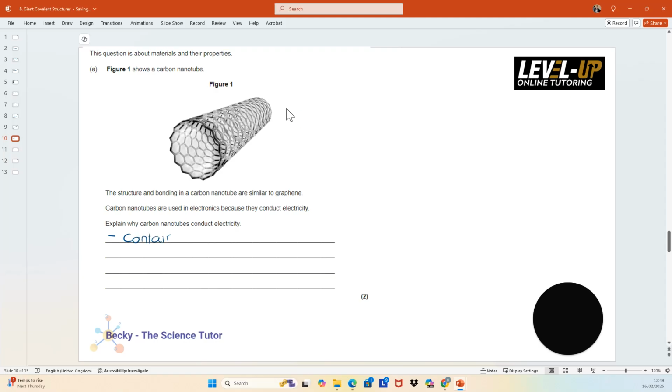So this again is about the fact, so 2 marking points, we need to identify that they contain delocalized electrons. And then back it up, so what? They contain delocalized electrons. So we're going to further that and say that these can move through the structure. So they're pretty standard answers. We're just taking it into a different context.